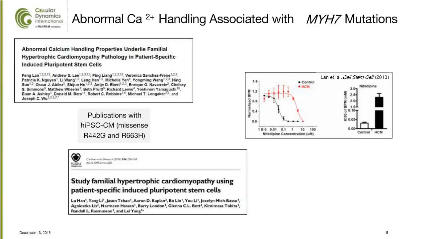Lan et al. showed in their paper in 2013 that the HCM sample that they looked at had a differential response to calcium. For example, they looked at nifedipine, which is a known calcium channel blocker, and the effect of nifedipine on beat rate. They showed that as they increase the concentration of nifedipine, there's a concentration-dependent decrease in beat rate. However, with the HCM cells, this concentration response curve is shifted to the right, suggesting that these cells are less sensitive, that it takes more nifedipine to really stop the beating. This is consistent with the myofilament calcium sensitization hypothesis for HCM.